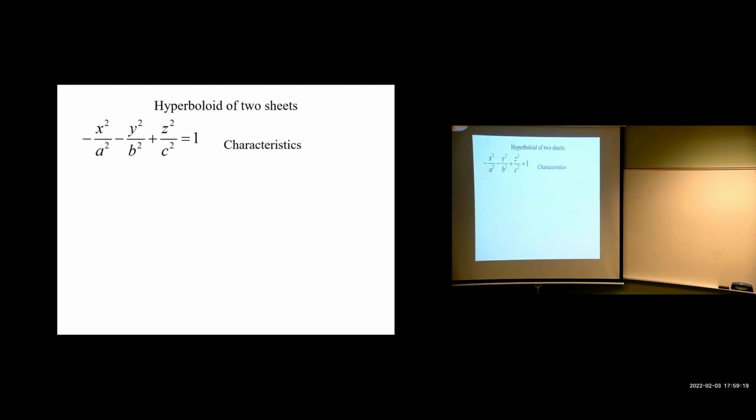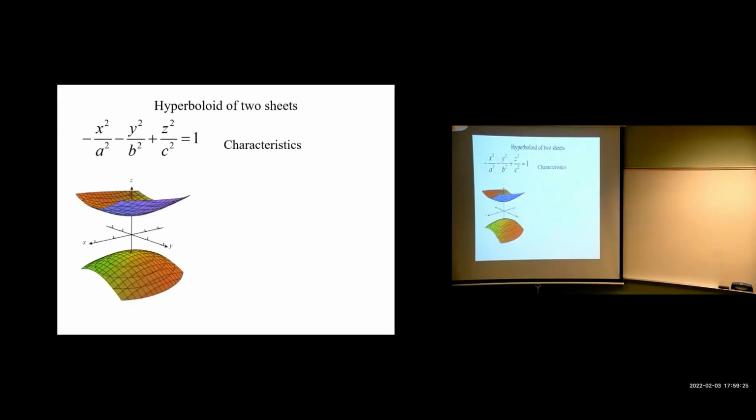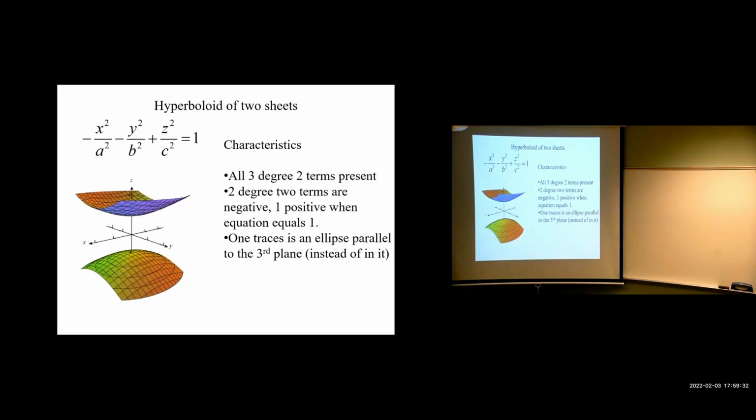2 sheets, hyperboloid of 2 sheets. Notice now there are 2 terms that are negative. What does that do? It breaks the parabola into 2 pieces. All right. And now we have 1 trace as an ellipse parallel to the 3rd plane instead of in it. And then we still have 2 traces that are paraboloids. But it's that break in the 1 sheet versus 2 sheets. That's what's happening. Because of that extra negative, now we have a break between the 2 sheets.